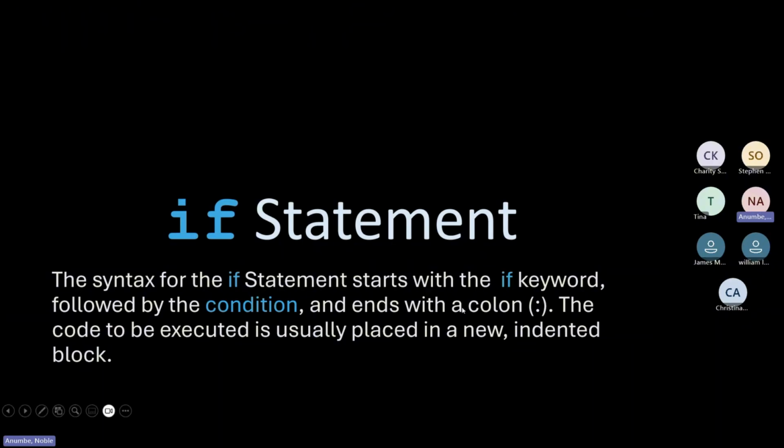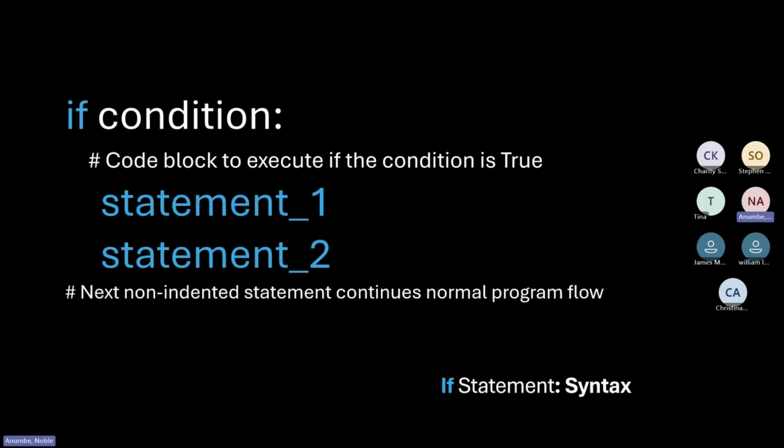The code to be executed is usually placed in a new indented block, and we're going to see what that is. You have to indent it under the if statement, because that's how you know that the condition is going to be executed under that specific if statement. And we're going to see examples if this is not very clear to you. So this is an example. Notice that there is an indentation going on here.